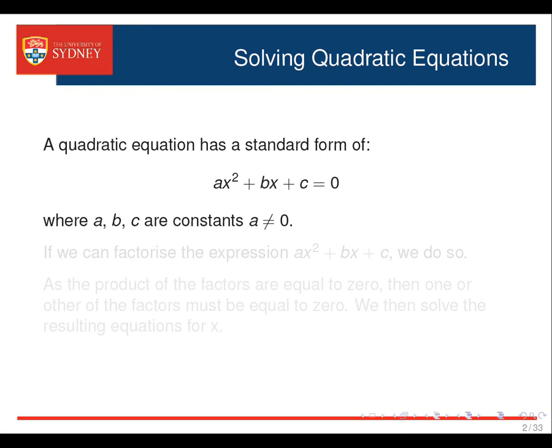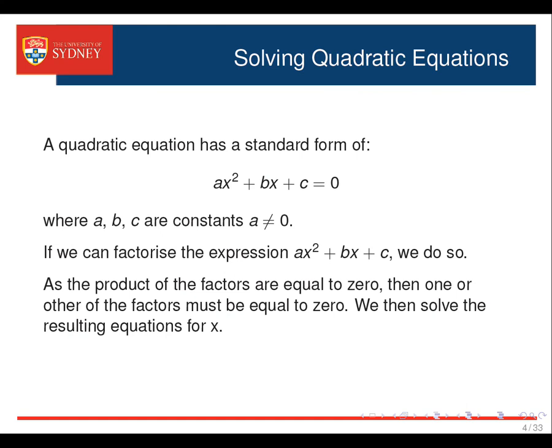A quadratic equation is an equation that has a standard form such that we have a quadratic expression on the left-hand side and 0 on the right-hand side. To solve this quadratic equation, if we can factorize the left-hand side, we do so. Then we will have the product of two factors which is equal to 0. Since any number multiplied by 0 is simply equal to 0, either one of the factors must be 0. So we let these factors equal to 0 and solve for x.